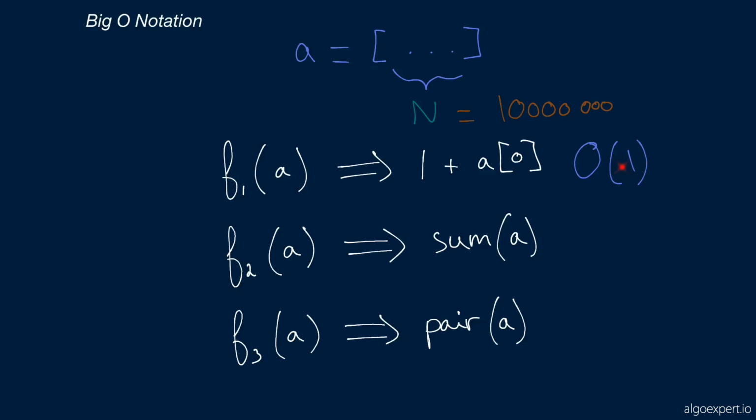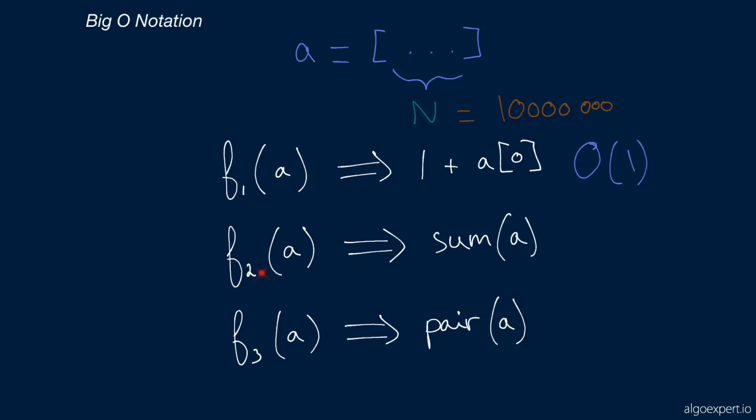O of 1 time complexity, which can also be read as constant time complexity, basically means that as the size of the input increases, and here the variable that we really care about is n. N is the name of the variable we've given to the length or size of the input array. As n increases, the speed of F1 remains constant, hence constant time, O of 1 time.